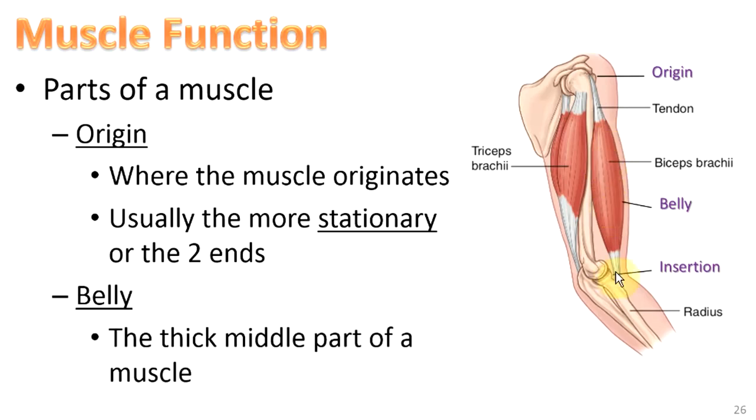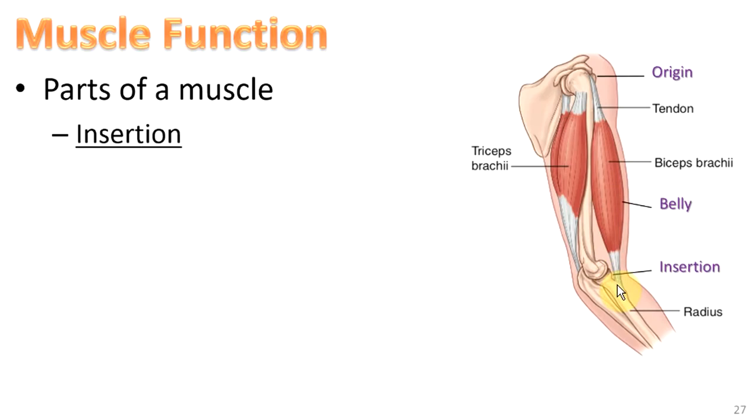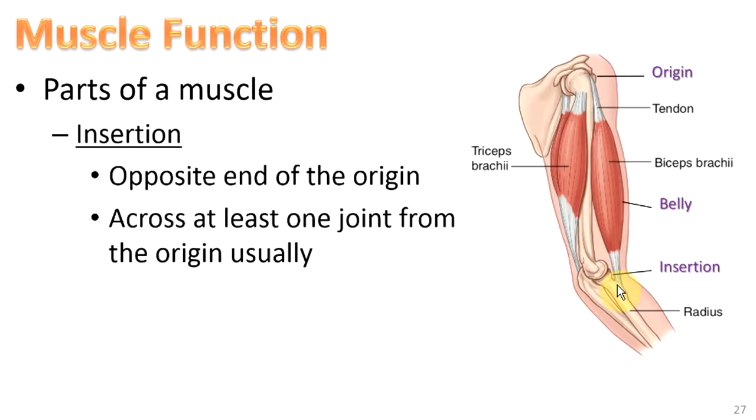But then that brings us over here to this end, which, as you can see labeled there, is called the insertion. So the insertion is the opposite end of the origin. It's going to cross at least one joint, usually. There are exceptions, such as facial muscles, like the orbicularis oris, which is around your mouth, and things like that. But mostly it is going to cross at least one joint. Now you can see this actually crosses two joints. It doesn't show it very well, but it does. Both heads cross two joints. But anyway, it's the insertion.